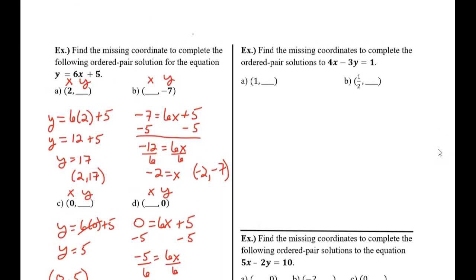Now let's try the ones on the right. I have a new linear equation. It is 4x minus 3y equals 1, and I want to complete these ordered pairs. On this first example, I have the x value, but not the y. Same thing here. So I'm going to replace first part A, replace x with 1.